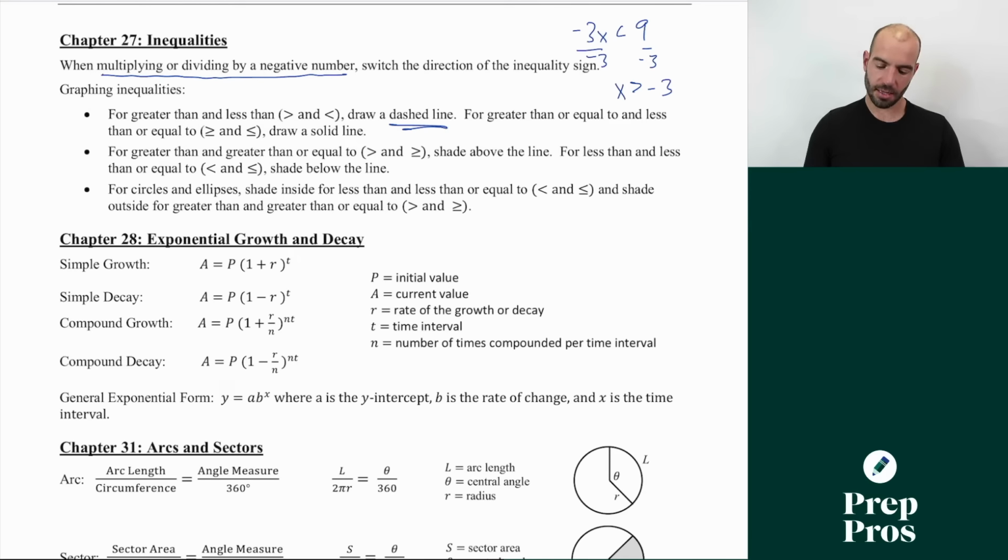Other stuff for graphing inequalities, if that comes up: for greater than or less than, we draw a dashed line because we're not including the values. If we have greater than or equal to, less than or equal to, we draw a solid line. And then the shading. If it's greater than, we shade above. If it's less than, we shade below. And for more advanced ones, if we have circles or ellipses with shading, if they put those at the back of the test to be mean, some of those last 10 or 15 questions, that's when we're going to have to shade outside. Outside for greater than, inside for less than.